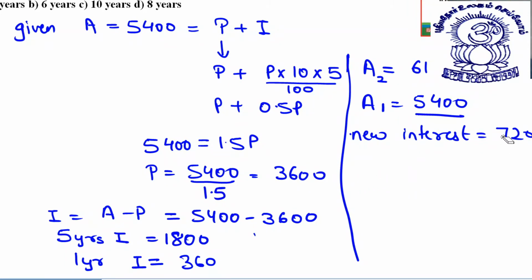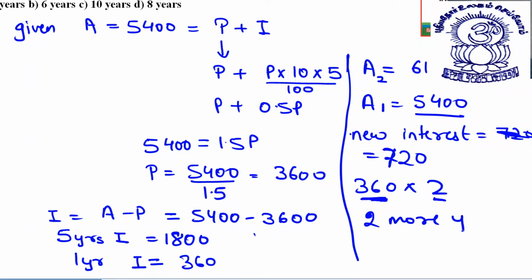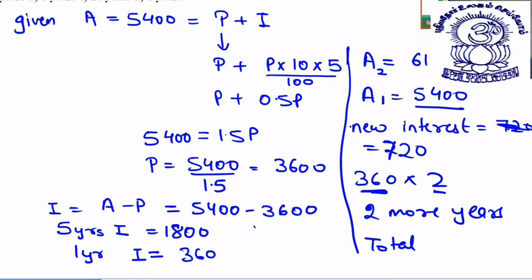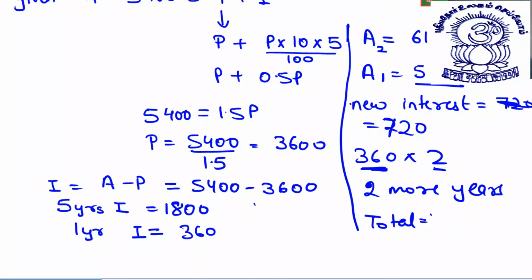That way, new interest is equal to 720, or 360 into 2. Why 360 into 2? Because I know 360 is the interest for 1 year. So that means this is 2 more years. 2 more years means 5 plus 2, total 7 years. Got it, dear students? Total 7 years. This is your answer.